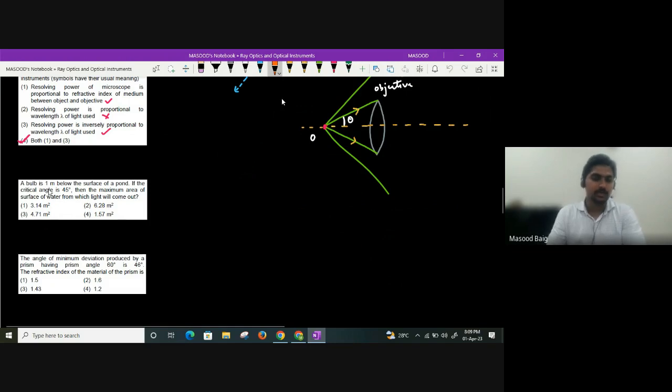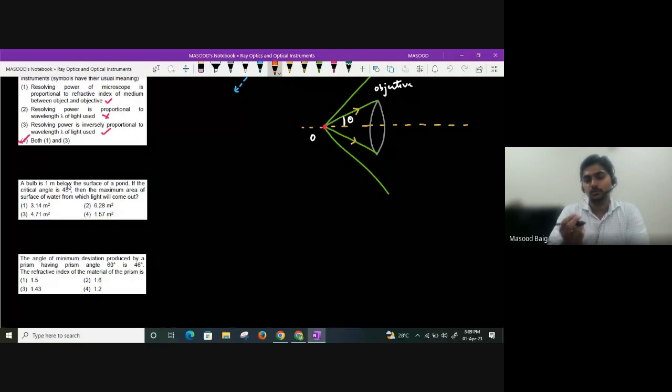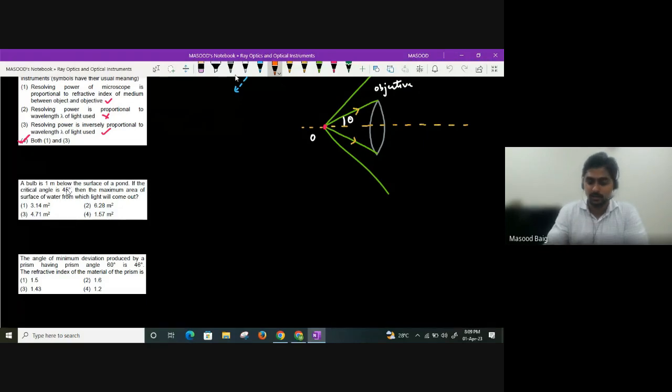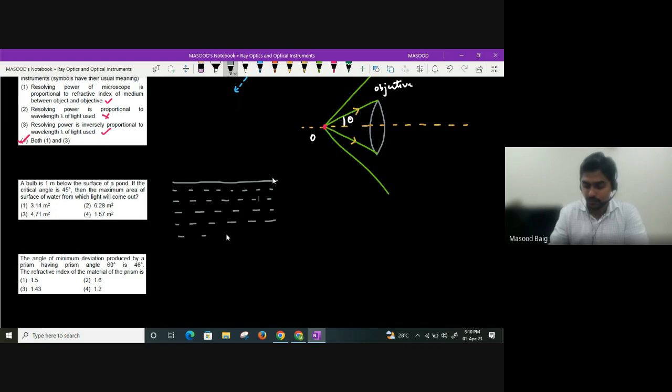A bulb is 1 meter below the surface of a pond, it seems. Is a bulb a source of light or not, guys? Yes, a bulb is a source of light. So let us imagine we have a pond, something in this manner, and we have a source of light placed at the bottom, somewhere over here. So we have a bulb, let us take it at point O, at a depth of 1 meter.